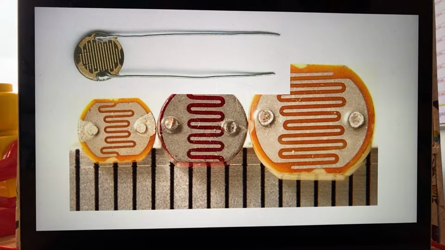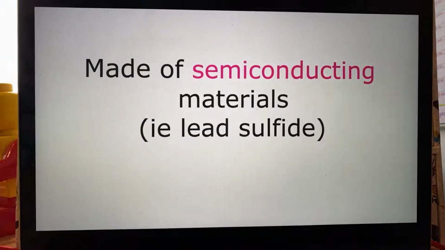Nice, isn't it? So one of the uses of light-dependent resistors is they can be used in floodlights, maybe at football games, or for security lights. They are made of semiconducting materials. So let me just tell you what that means. You don't actually need to know this for your IGCSE, but I feel like it's really difficult to remember how an LDR behaves unless you know this.